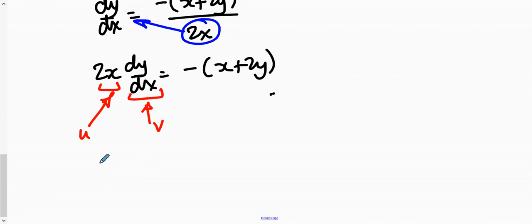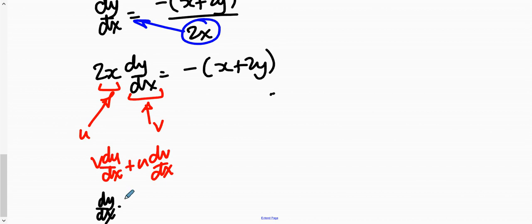And remember the product rule is v du by dx plus u dv by dx. So that's going to be v, dy by dx, times du by dx, which is the derivative of 2x. Now the derivative of 2x is 2. Plus u, so 2x, times the derivative of v. Now v was dy by dx, so the derivative of that is going to be d2y by dx squared, the second derivative.